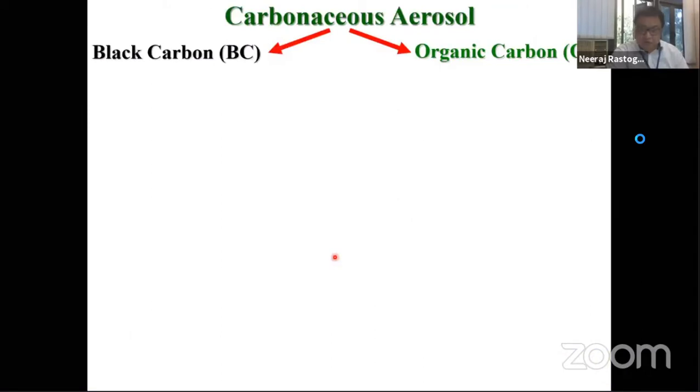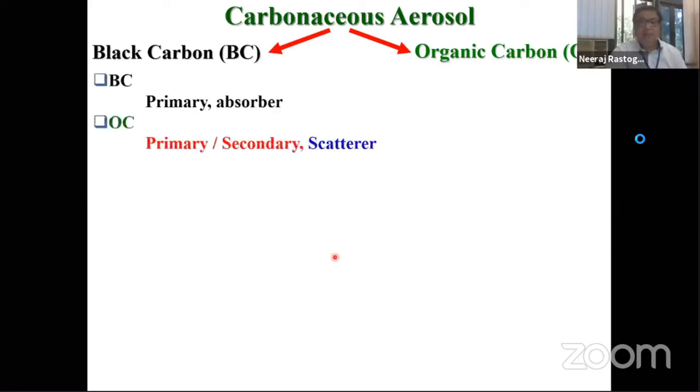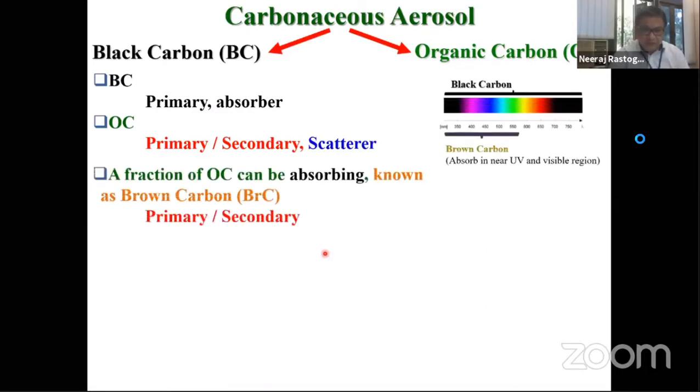Now, what we also know is that we have carbonaceous aerosol in the atmosphere. We have black carbon, we have organic carbon. We know that black carbon is always a primary particle and an absorber. We also know that organic carbon can be primary or secondary both, as we discussed just 2 slides before. And they were considered as scatterers. But recent studies have shown that a fraction of organic carbon can be absorbing, and this is called brown carbon. Unlike black carbon, which absorbs throughout the wavelength range, brown carbon absorbs in the near UV and visible region. And this can be primary or secondary both.